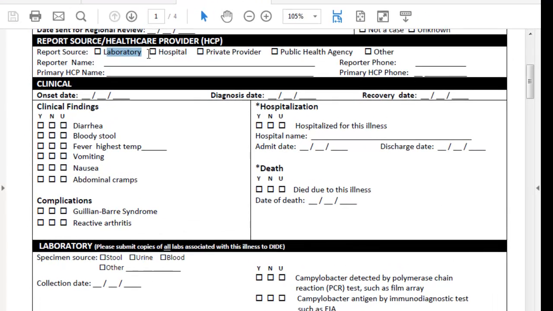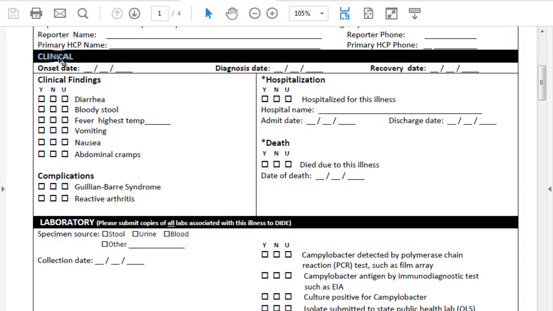Moving on to the clinical section of the form. Please be as complete as possible with dates, symptoms, and complications in your patient interview. The more complete the clinical information, the easier it will be to determine the case classification. Remember, the asterisk items are surveillance indicators.